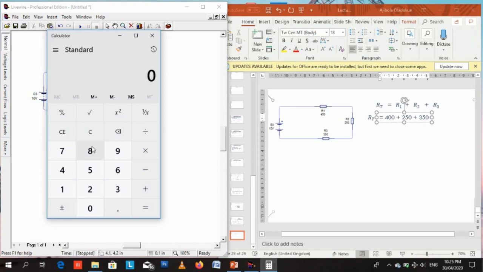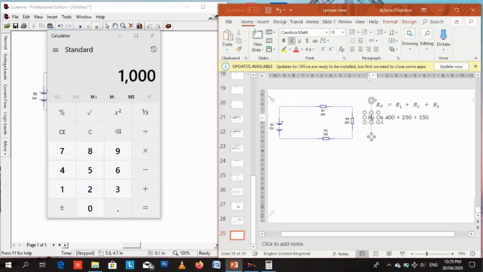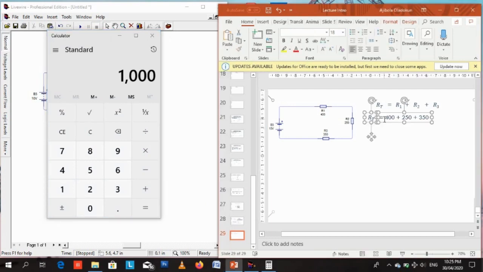Calculator. 400 plus 250 plus 350 should be 1,000, if I'm right. Yeah, so that's 1,000 ohms. So if you connect these three resistors in series, it's the same thing as having one single 1,000 ohm resistor.